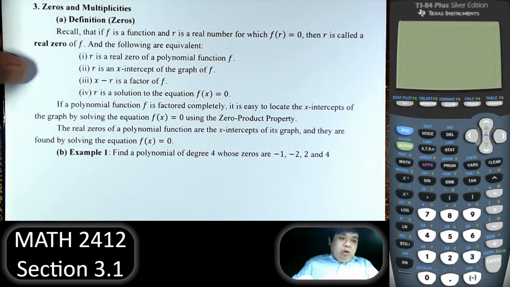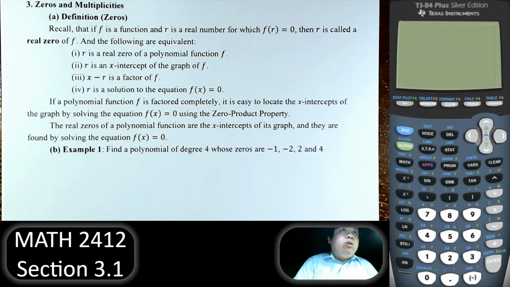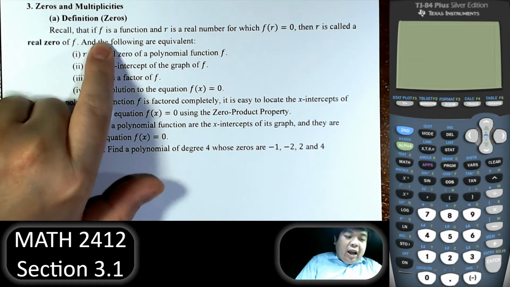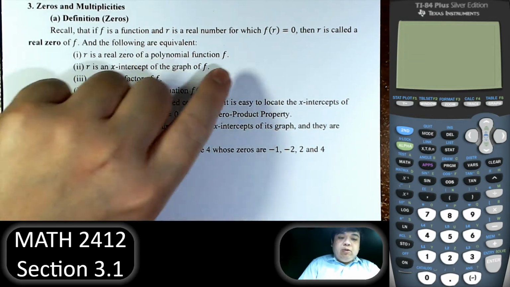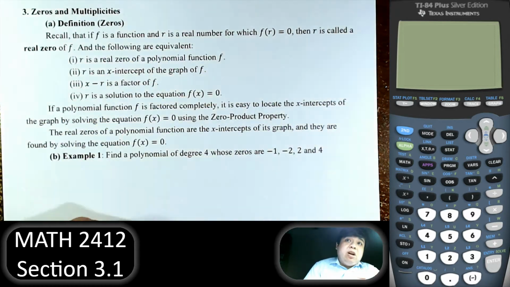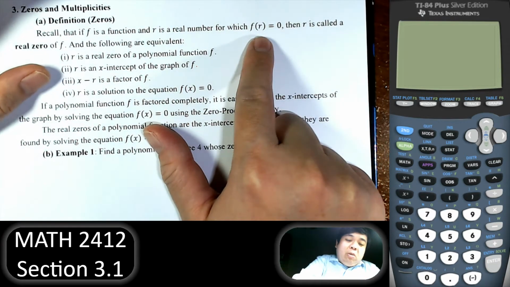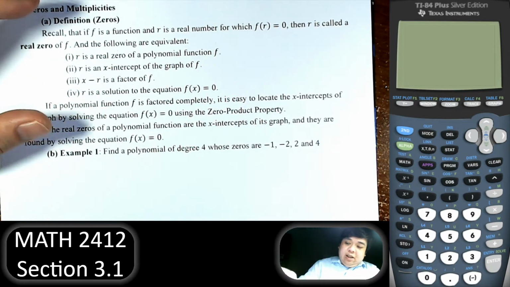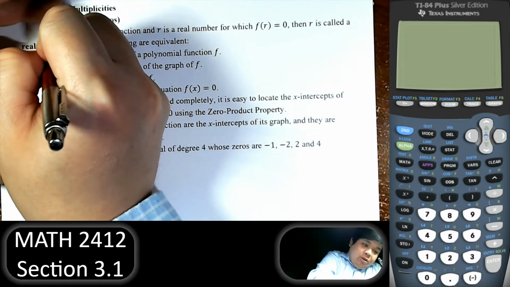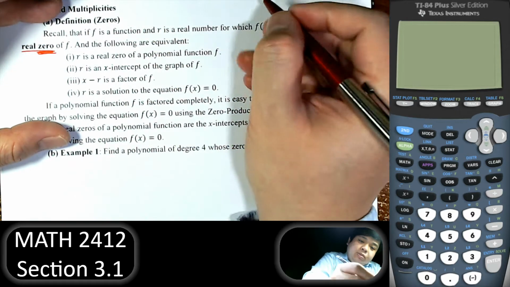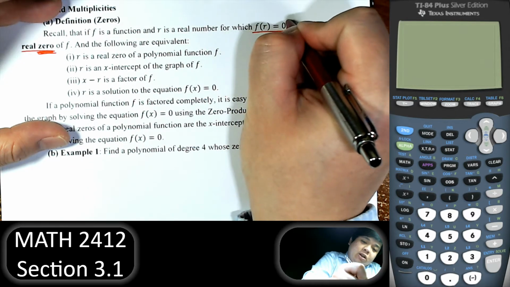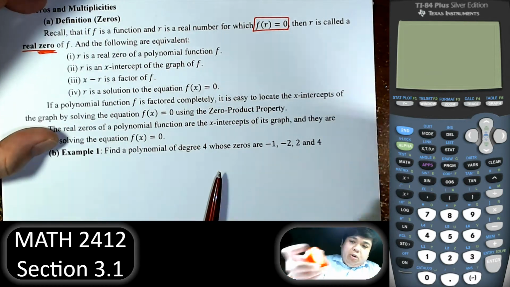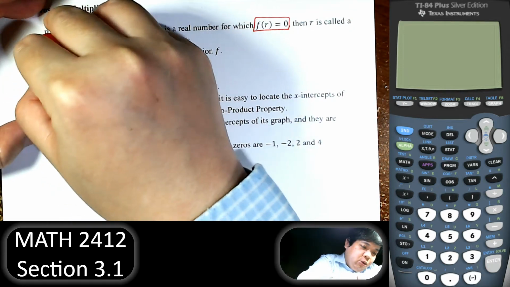Now, more on polynomial functions, zeros and multiplicities. Recall that if f is a function and r is a real number for which f of r equals 0, that is the definition of a zero of the function. A zero of the function is whatever value makes the function equal to 0. So if it's a zero, then the function at that value is equal to 0. It still applies if it is not real.